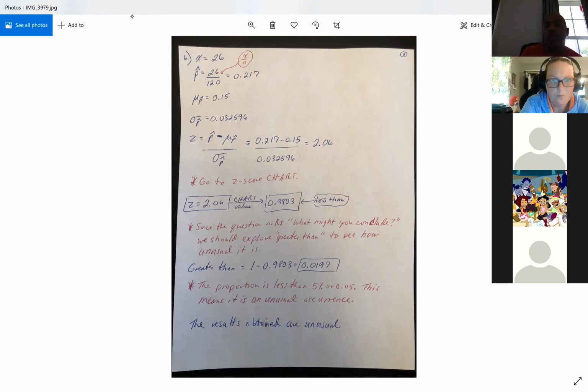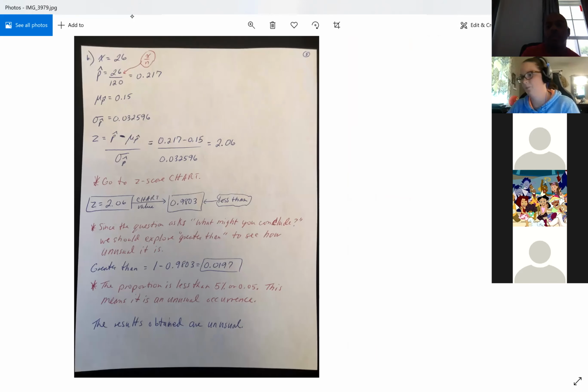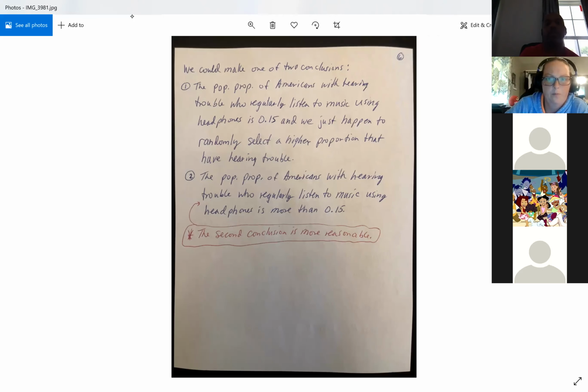All right, anybody still holding on to this page? All right, so last page of notes.